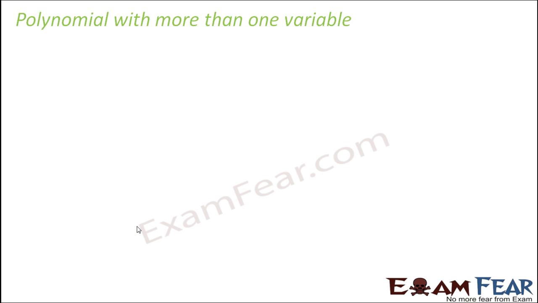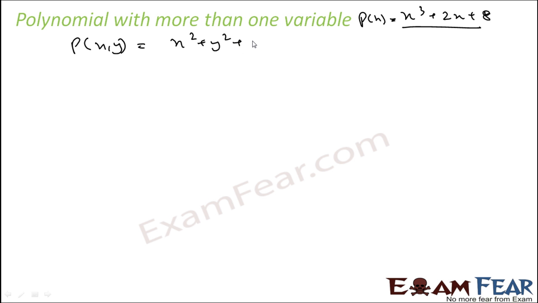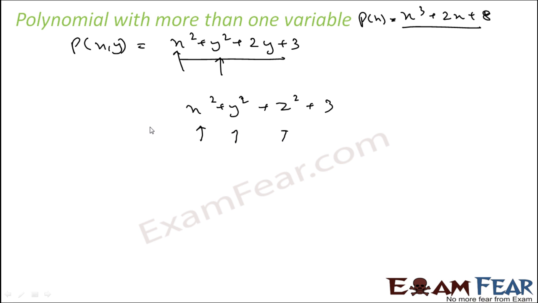Now we'll see polynomials with more than one variable. Till now we have seen most polynomials in this fashion, where the variable is only one. Here we say p(x), right? Now we'll see polynomials with more than one variable, so we'll write p(x, y). For example, x square plus y square plus 2y plus 3. If you see, it has variables x and y. Or I can say x square plus y square plus, let's suppose, z square plus 3. So it has three variables x, y, z. So here I'll say p of x, y, and z.